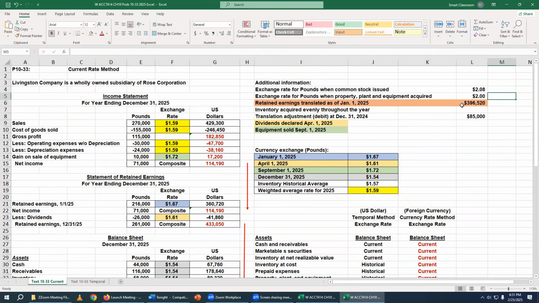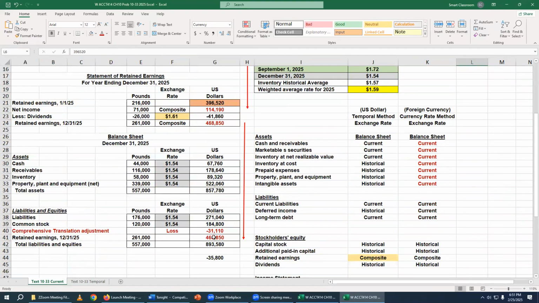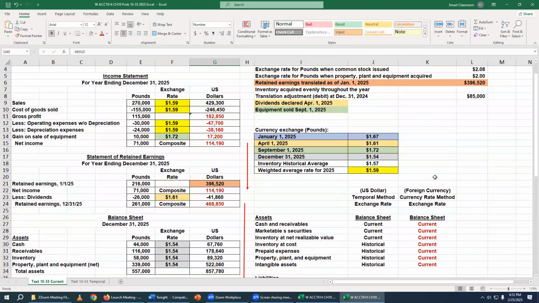Okay, so this is important. We gotta change this to this. This actually is a composite beginning. So everyone do me this favor, change this one. And this will change it down here too. Our loss now is negative 66,910. I'm glad I looked at that.